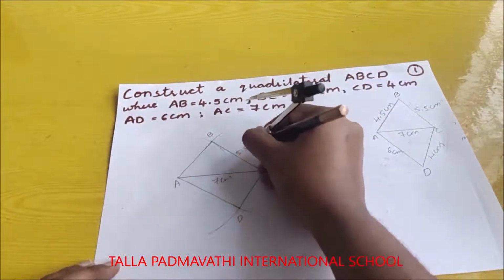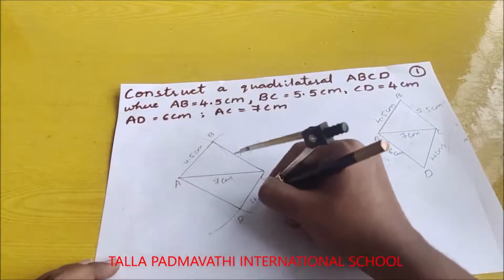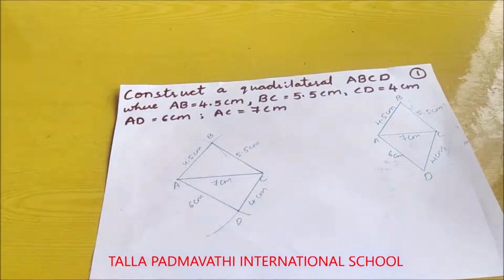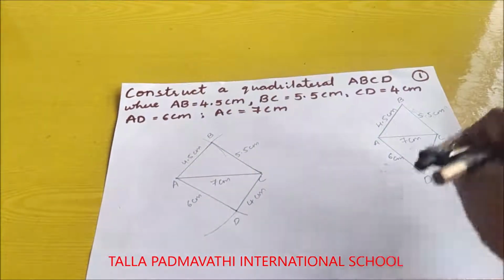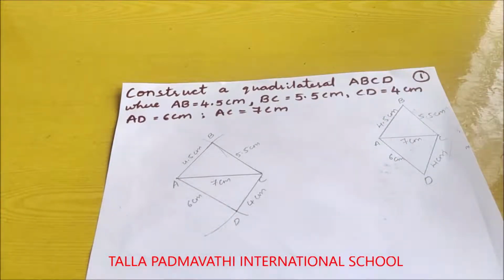This is 5.5 centimeters, 4.5 centimeters, 4 centimeters and 6 centimeters. So when a problem is given, if you draw the rough figure, then according to the rough figure we can draw the original quadrilateral. So this is the quadrilateral ABCD when 4 sides and 1 diagonal are given.